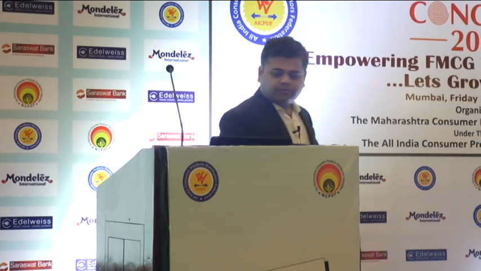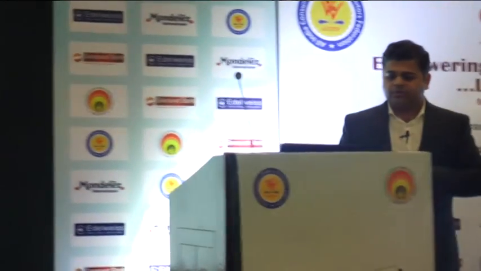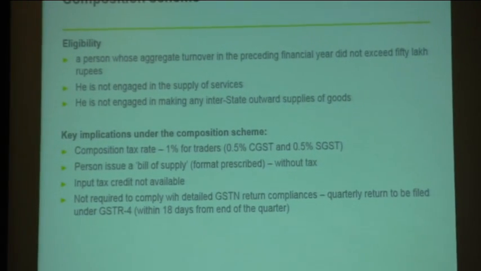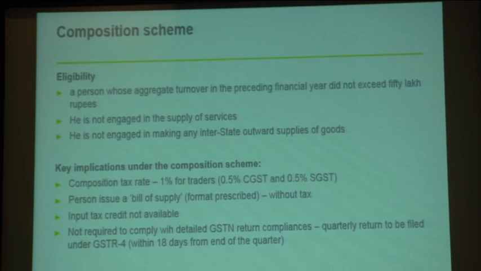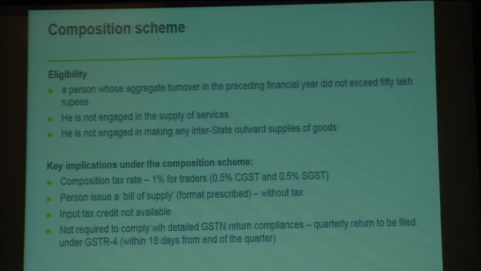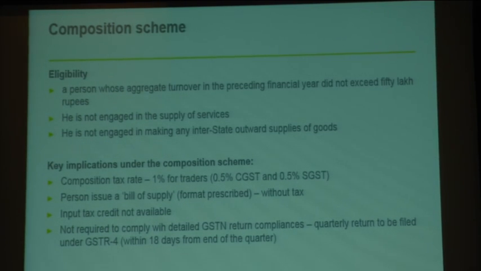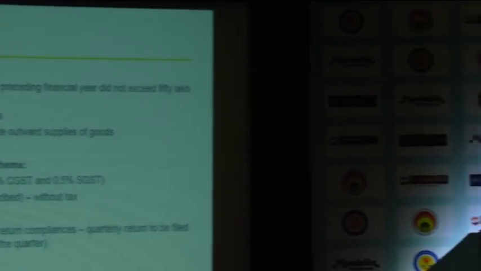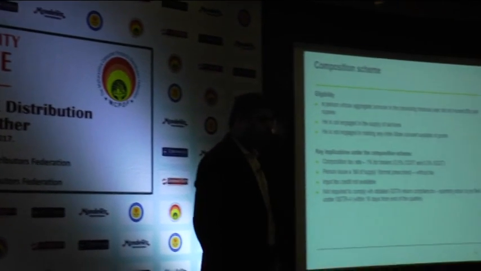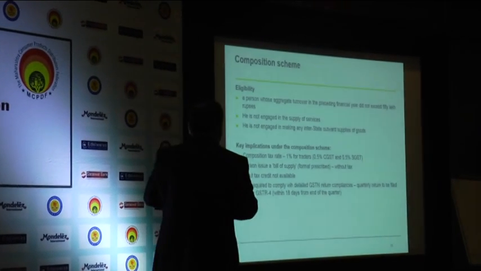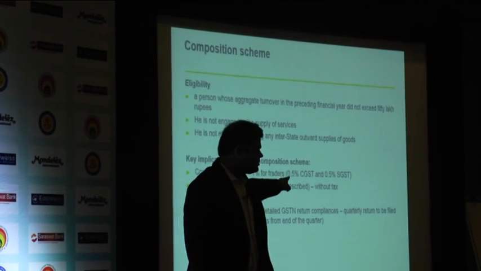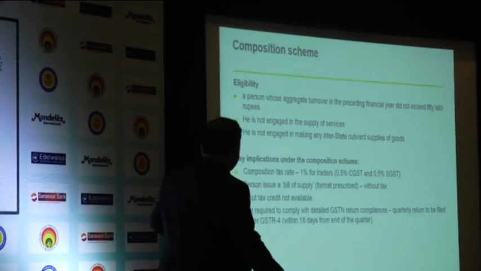This is just a summary of the composition scheme, how it looks today. So composition scheme is for a person जिसका aggregate turnover is less than 50 lakhs. Okay, and eligibility ये है that composition scheme जिसको करना है, he should be dealing in goods, he should not be dealing in interstate sale, local sale ही करता है और उसका turnover less than 50 lakhs है, then he can go for composition scheme. The composition tax rate is 1% for traders, which is 0.5% CGST and 0.5% SGST.